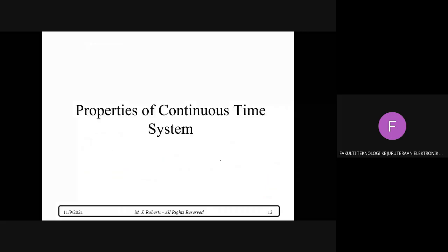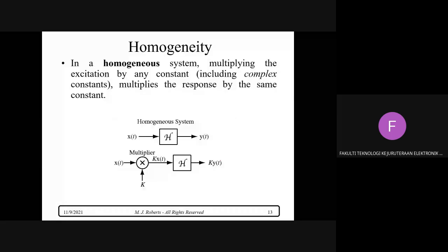And then we look at the properties. For a system, we only discuss the properties. First, the property is homogeneity, or homogeneous. If you have a system where the input is x(t) and the output is y(t), and then you multiply the input by k, so you have kx(t), and the output is ky(t), then we say that the system is homogeneous.